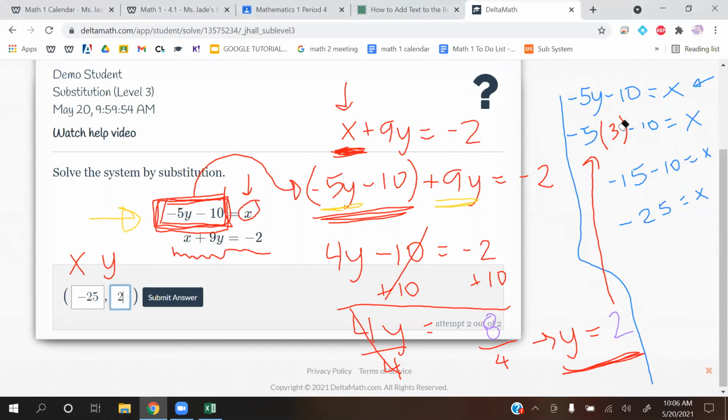So I'm going to erase this 3 because that was our mistake, right? And instead of plugging in 3, I want to be plugging in 2 because 2 is our y value. And then when we plug that in, let me erase all of this. And then let's actually calculate our new x value. So negative 5 times 2 is negative 10. And just write out the rest of the equation. Negative 10 minus 10 is negative 20. We get negative 20 equals x. So there we go. My bad.